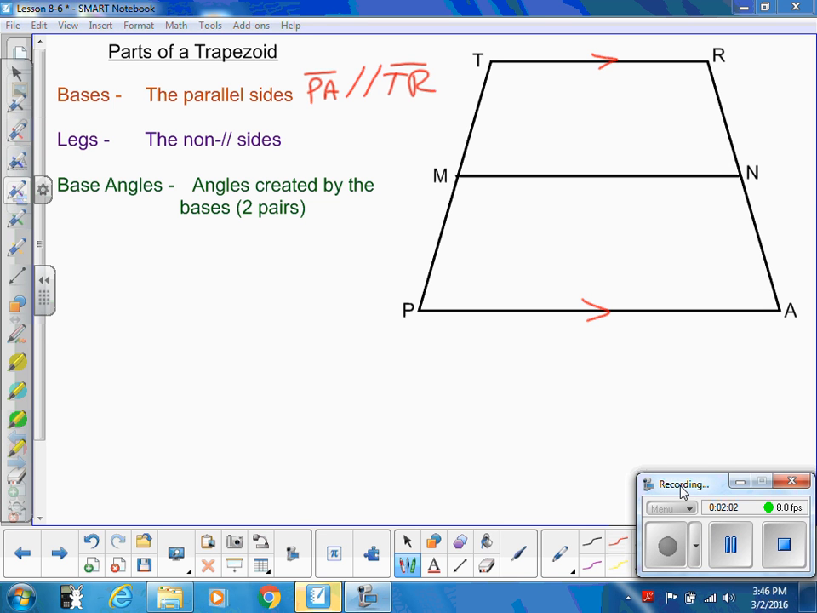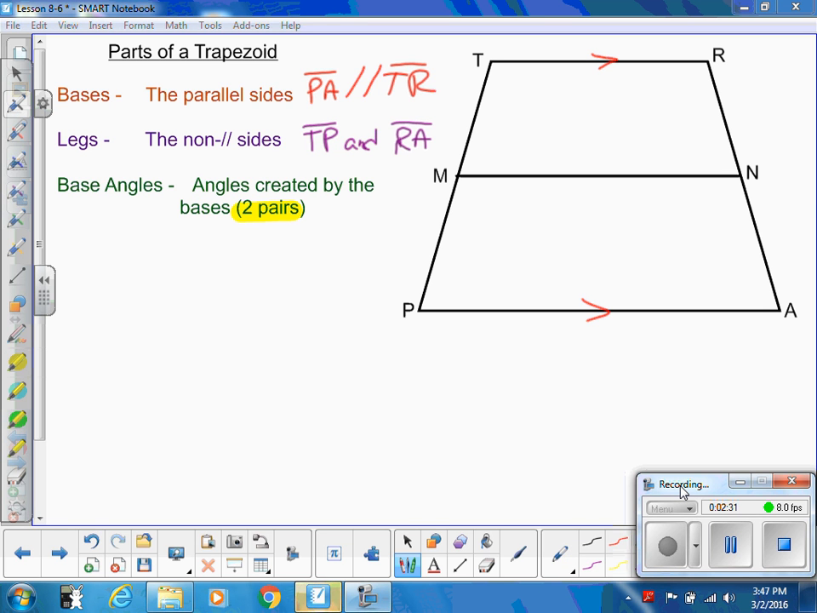The legs are the two non-parallel sides. So in this figure, that would be segment TP and segment RA. Okay? So those are the two sides that are not parallel. Those would be the legs. Your base angles are the angles that are created at the base. And the key thing to understand is there are always two pairs of base angles.